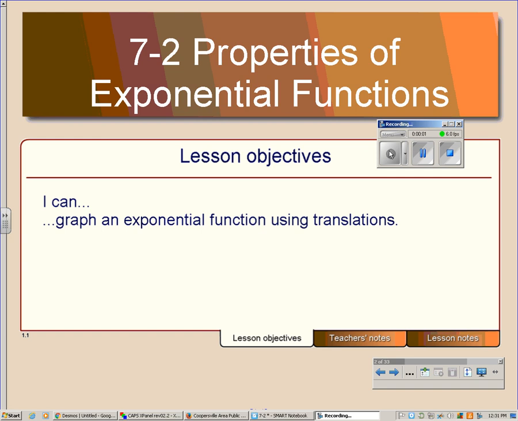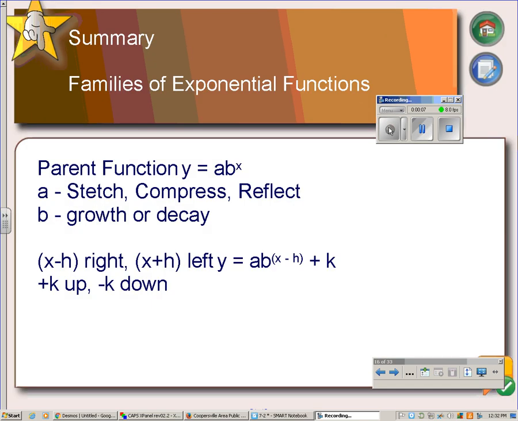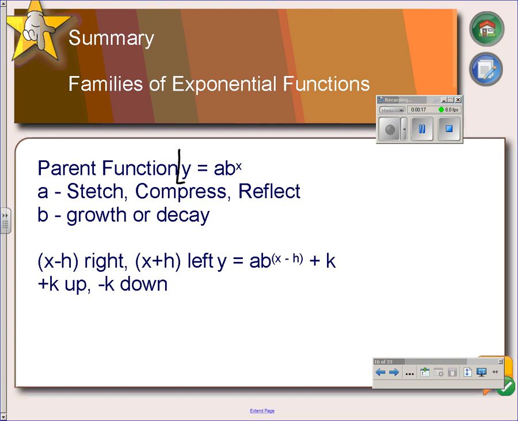This is lesson 7.2. It's about graphing exponential functions using translations. So the exponential function is going to be similar to all the other functions that we've studied so far this year, in that you will have a parent function. In this case, our parent function is y equals ab to the x. And each of those things, a and b, tells us something about the graph.